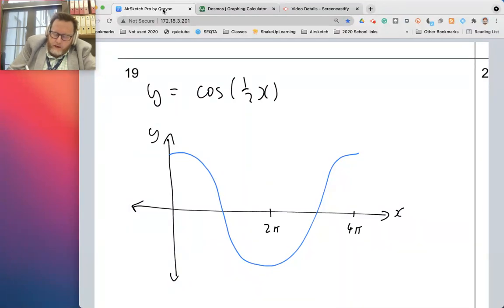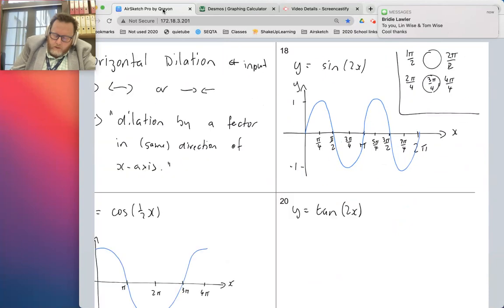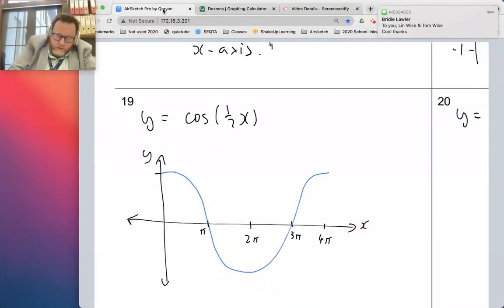Halve it to make 2 pi. Half of 2 pi is pi. Half of between 2 pi and 4 pi is 3 pi. And that's it. That's all I need to know. I should have put maximum and minimum in as well. So that should have been 1 and -1 on my y-axis as well, which I forgot about.